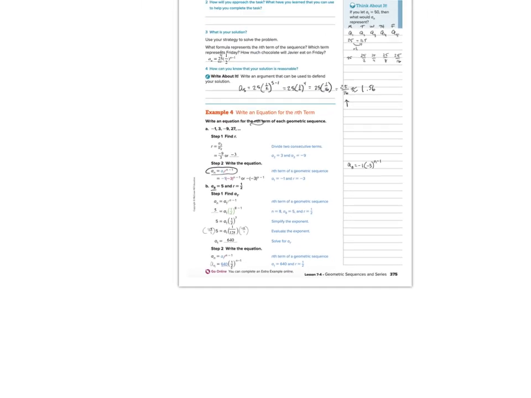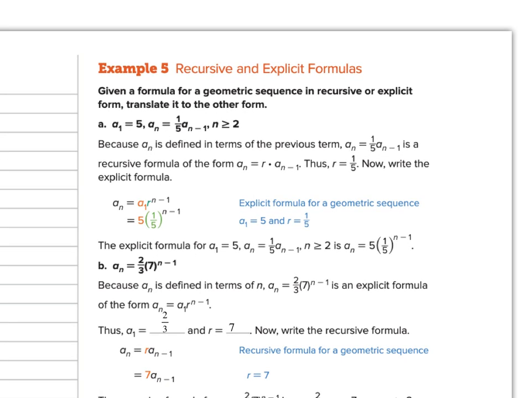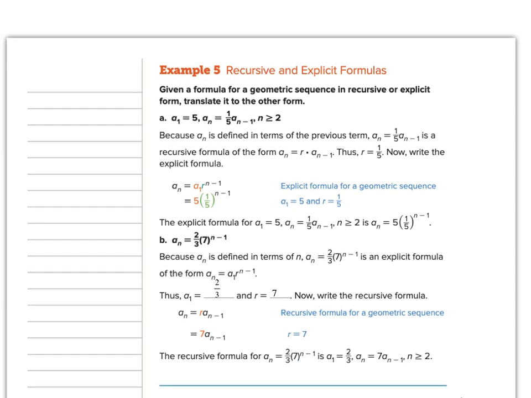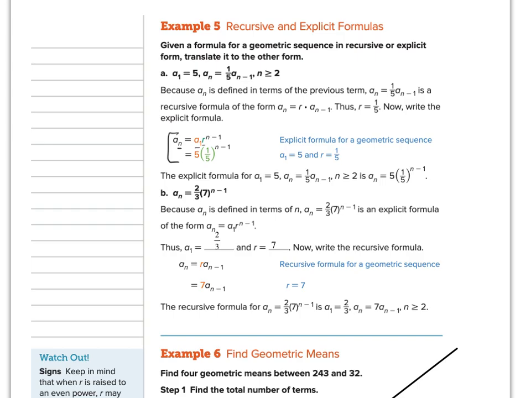And just being able to work in the recursive or explicit formulas, a little bit different. With the explicit formula, if we wanted to find any term and we had A1 and the ratio, we could find it. Well, the explicit is much better in that sense, but the recursive formula requires us to know the number that came before it. So it says, given a formula for a geometric sequence in recursive or explicit form, translate it to the other.